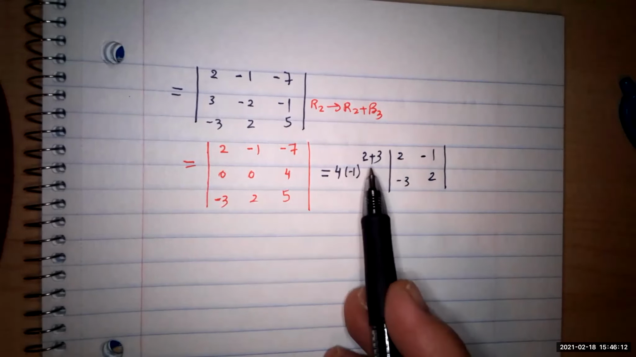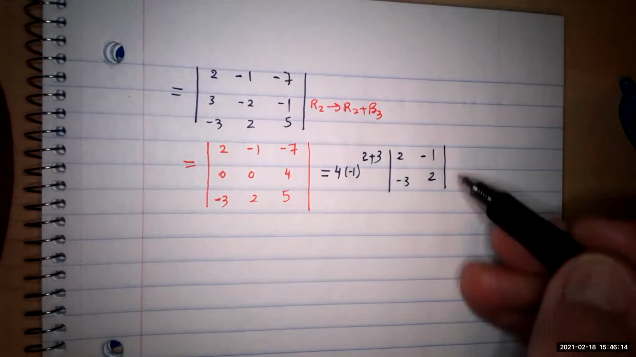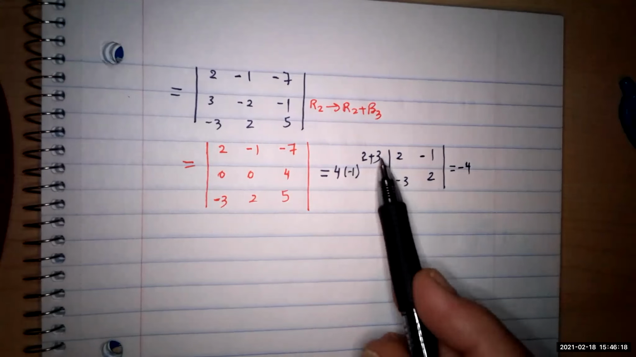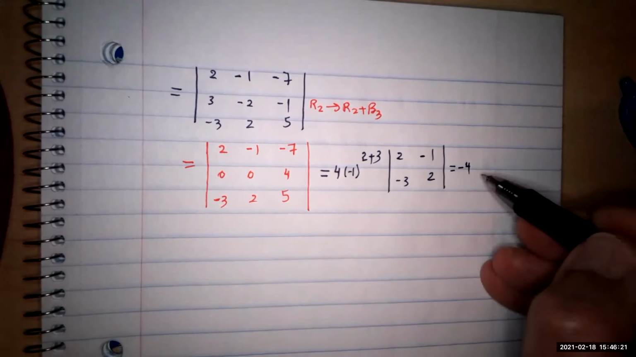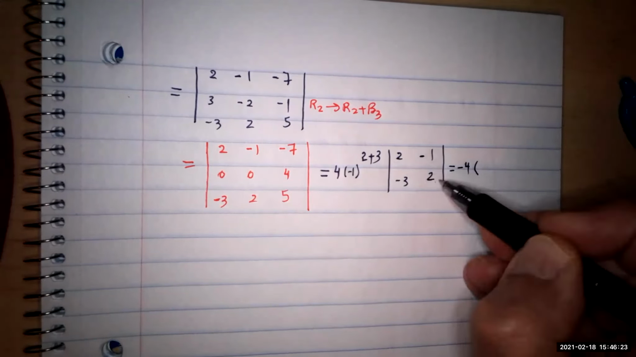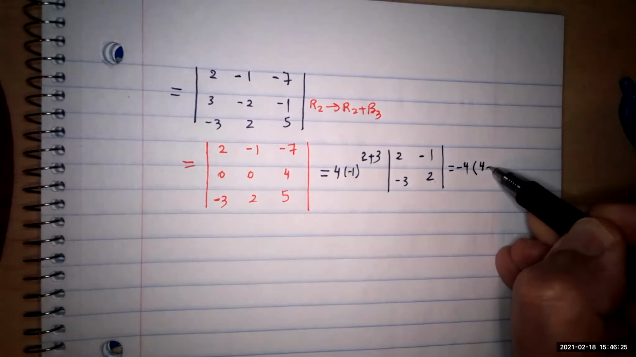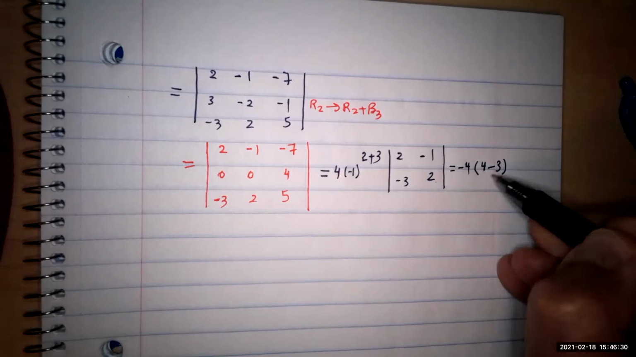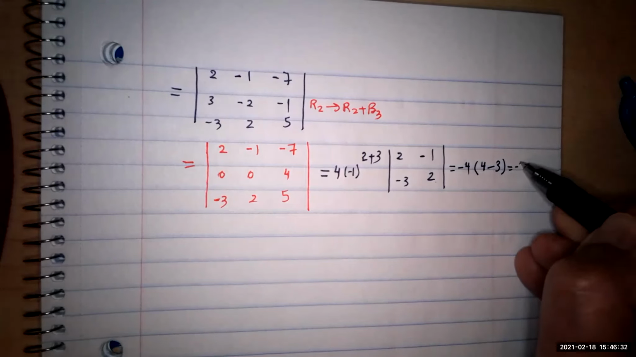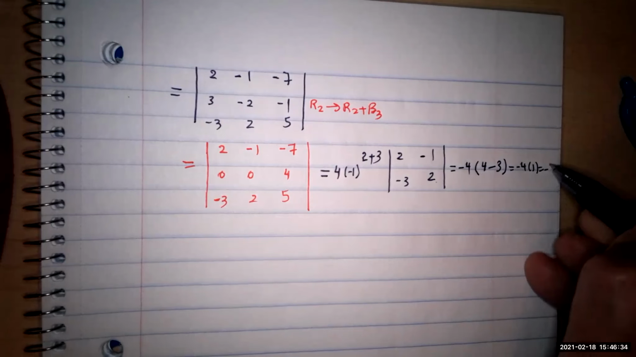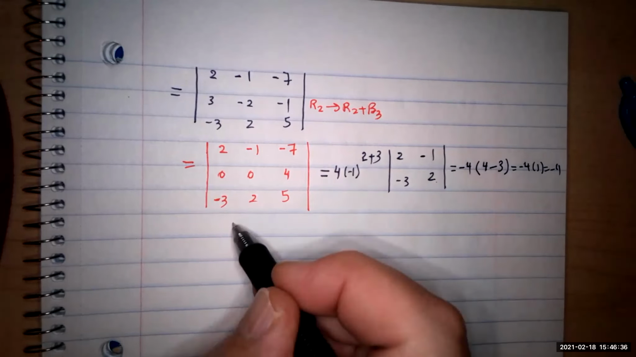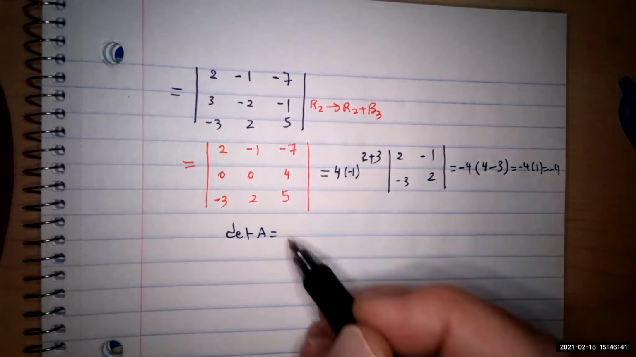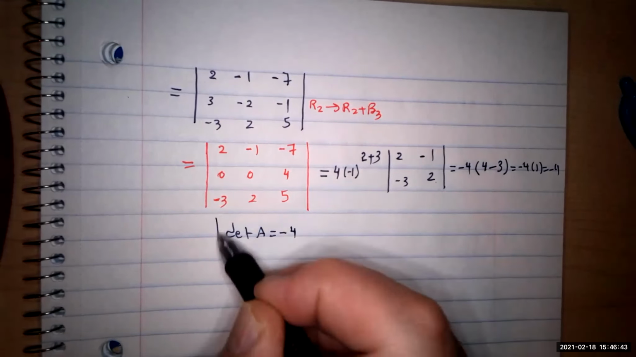Okay, 2 plus 3 would be 5, negative 1 to the fifth is negative, so that gives you a negative 4. Negative 4, and just cross multiply to get this determinant. It is a 2 by 2. 2 times 2 would be 4, minus negative 1 times negative 3, which is a positive 3, so this is going to be 1. So it's going to be negative 4 times 1, which is negative 4. So the determinant of the original matrix is simply negative 4, and you're done.